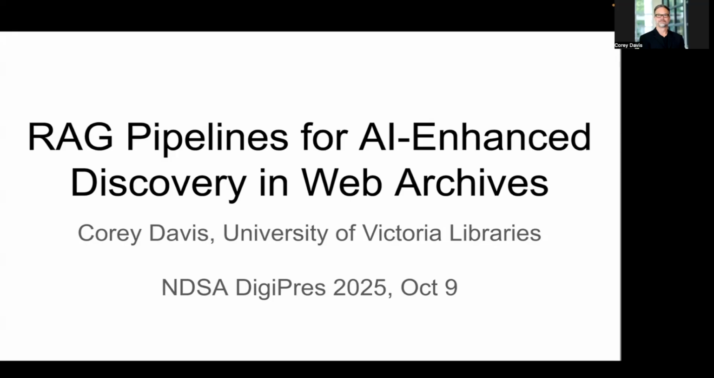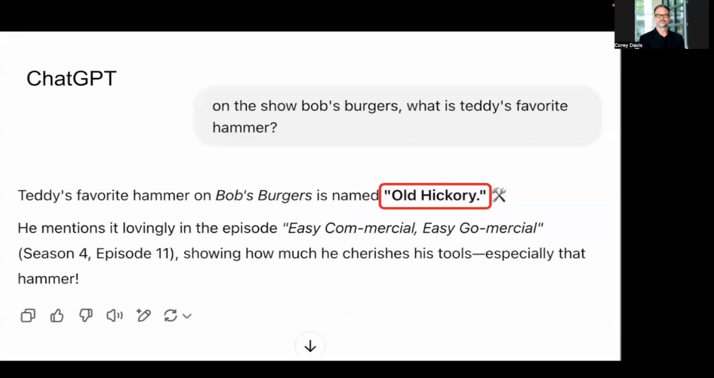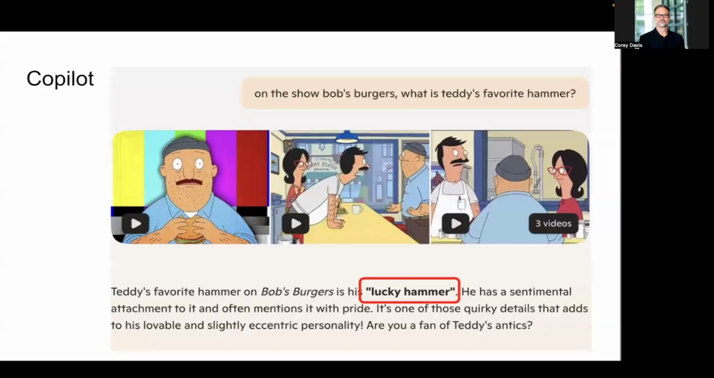I'll be talking about retrieval-augmented generation for web archives. When I use some of the large language models that are available today, and I ask a pretty simple but somewhat obscure question, I get all sorts of different versions of responses. And here I'm asking about Teddy, who's the handyman on Bob's Burgers, what's Teddy's favorite hammer? ChatGPT says quite confidently, Old Hickory.